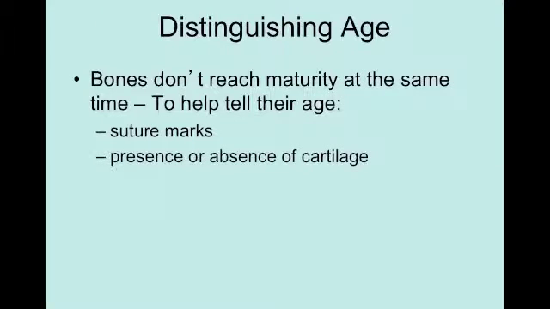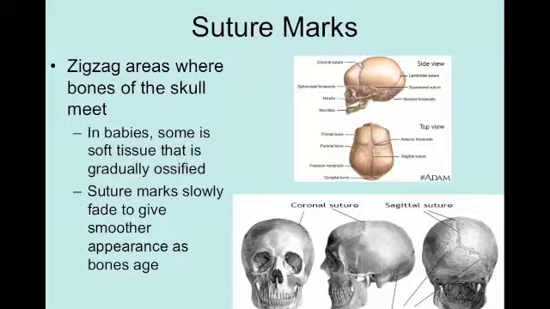I mentioned that we can distinguish age by the number of bones and how healthy they are, but we can also do that through suture marks and what doctors often call growth plates. So first are your suture marks, and these are kind of zigzags that you see on the skull, and that's where bones have fused together.